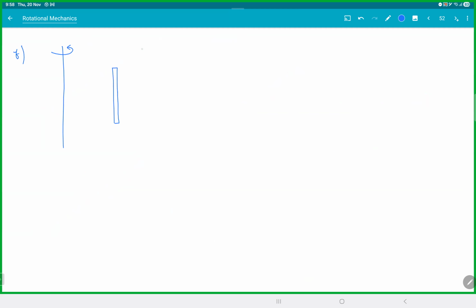What if the rod is parallel to the axis? Meaning the rod is rotating like this. Able to visualize how? Look at my screen, it is rotating like this. This finger is my axis. The thing is rotating like this.